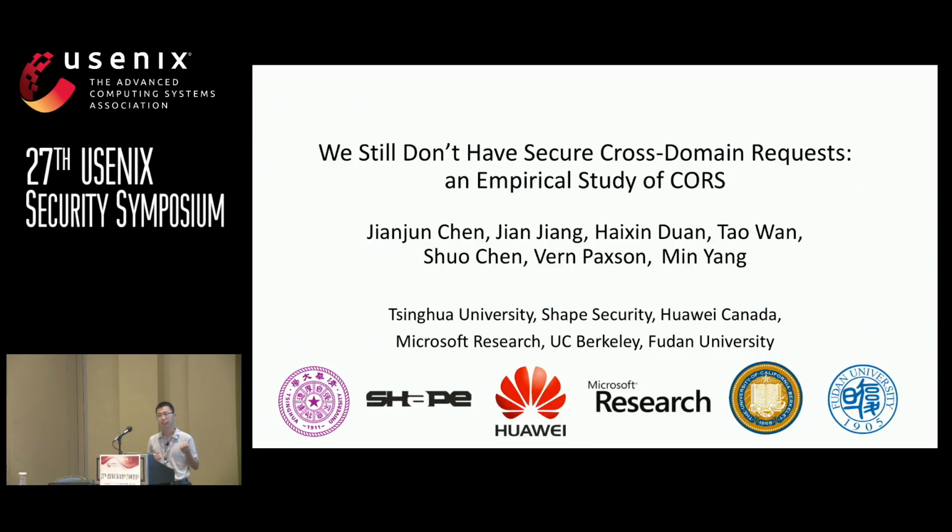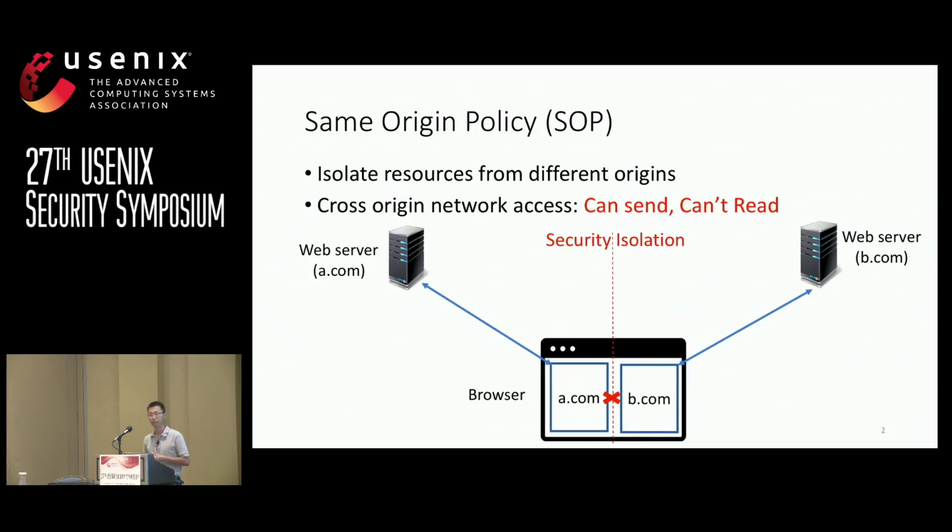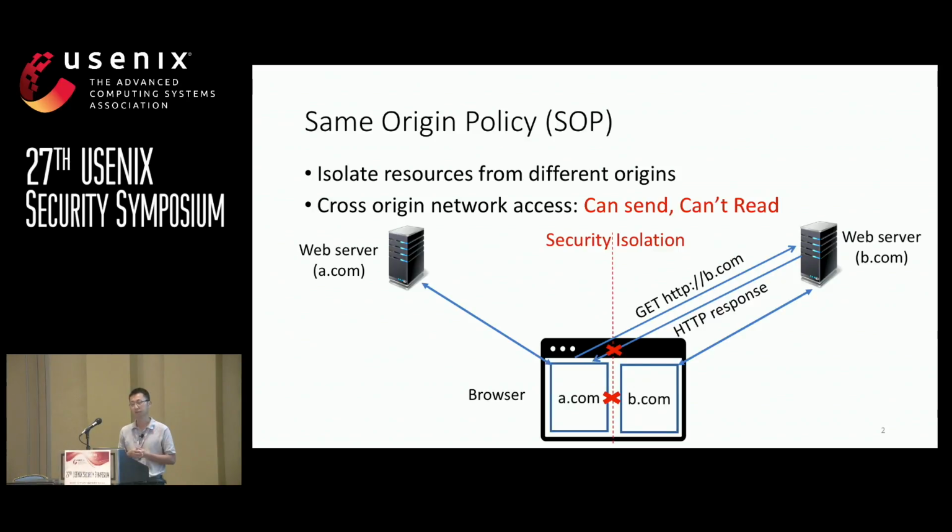We conducted a security analysis of a web protocol called CORS, Cross-Origin Resource Sharing, which is used to relax the default same origin policy and enable cross-origin network access. First, we look at the same origin policy. The same origin policy is the foundation for client-side web security, and it isolates resources from different origins. Under the same origin policy, client-side scripts can send requests to third-party servers, but they can't read the response.